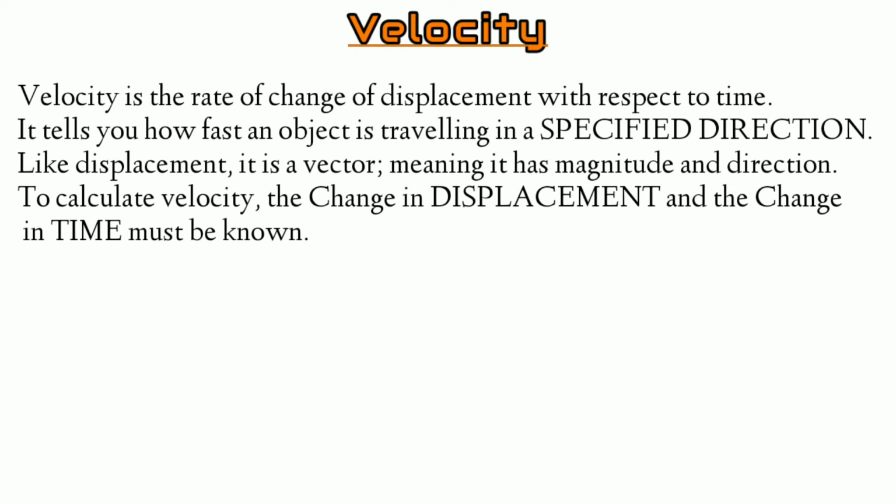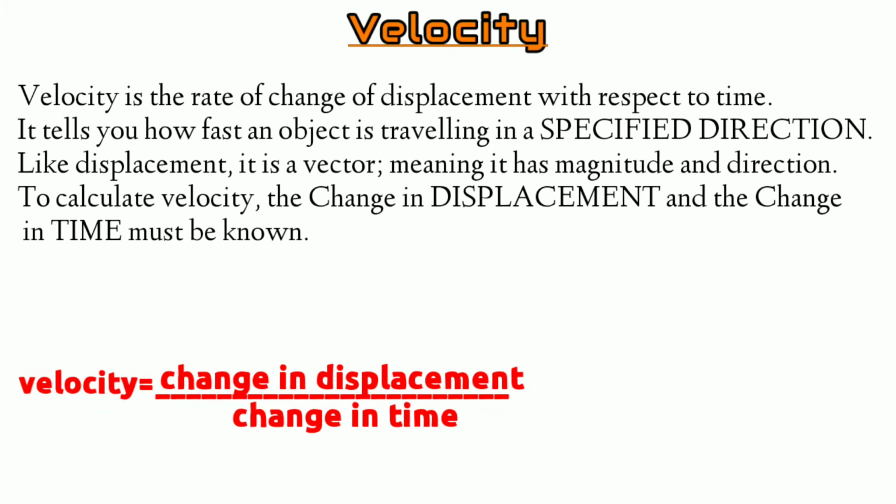Velocity is the rate of change of displacement with respect to time. It tells you how fast an object is traveling in a specified direction. Like displacement, it is a vector, meaning it has magnitude and direction. To calculate velocity, the change in displacement and the change in time must be known. Velocity equals change in displacement over change in time. In symbols, v equals x over t.